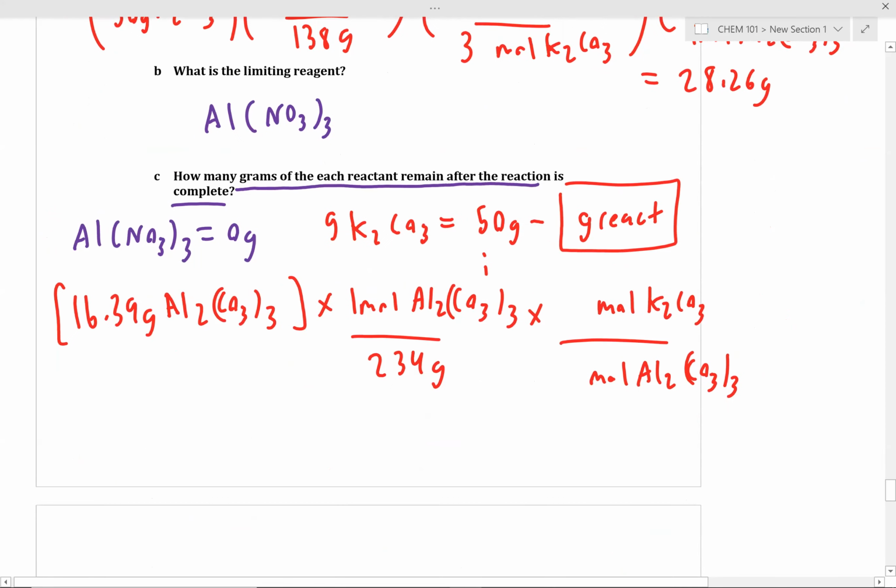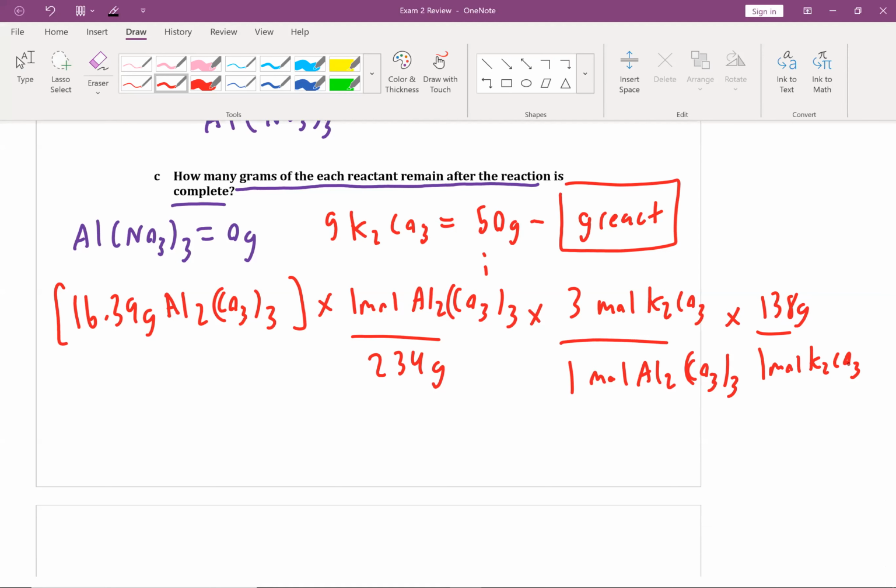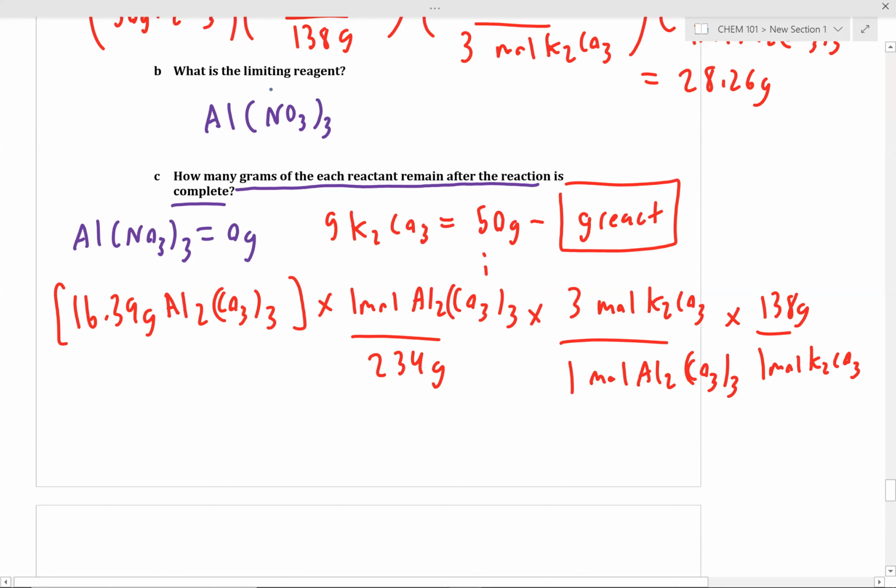3. So we'll plug in this 3-to-1 ratio, and then finally we know we have 138 grams in 1 mole of potassium carbonate. So in effect, we're going from the grams of product to the grams of excess reactant consumed. And I would look and focus on the calculations in the limiting reactant laboratory for review on this idea. So then, let's punch this into our calculator. 16.39 divided by 234 times 3 times 138 gives us 28.997 grams of potassium carbonate.